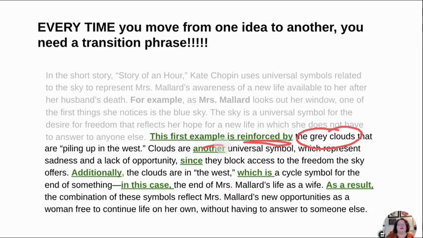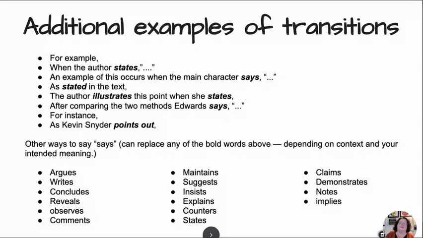Clouds are another symbol. So I'm just clarifying again that we have another symbol that we're talking about. Within the sentence, you'll notice it represents sadness and a lack of opportunity since they both block access to the freedom the sky offers. So we have something that's helping us connect the two ideas here. If you want to pause for a moment and read the rest of this paragraph, you can. Otherwise, I'm going to move on.